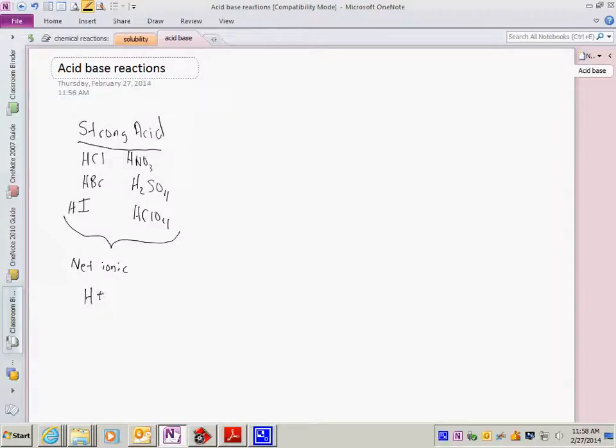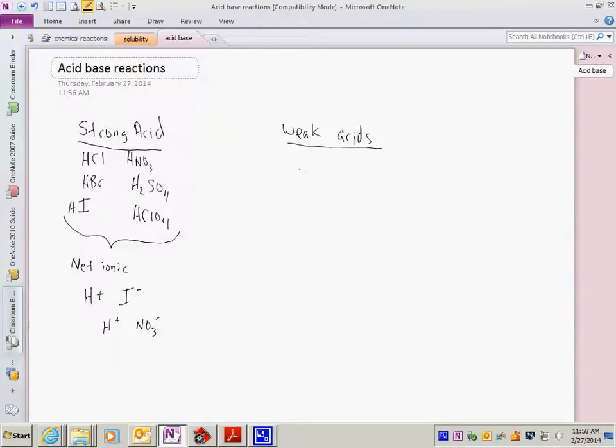HI would be H plus and I negative. HNO3, H plus, NO3 minus. So weak acids would be a little different. We have, and there are lots and lots of weak acids. There are some that are more common than others.